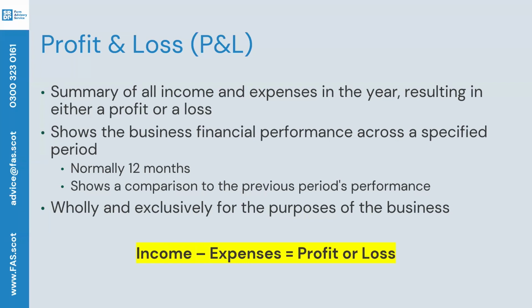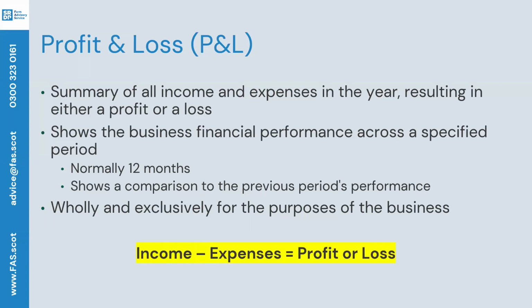Normally, it's a 12-month period, and generally speaking, the accounts that you see will show a comparison to previous periods' performance, if this is your second year of trading or later. If this is your first year of trading, obviously you'll just have one column because this is your first time to produce a set of accounts.